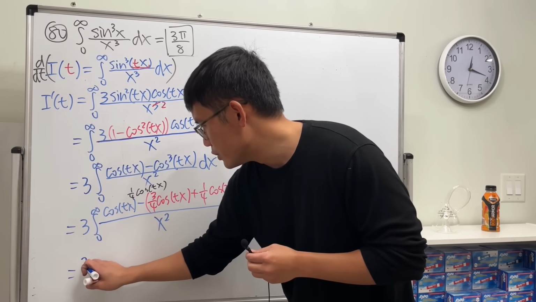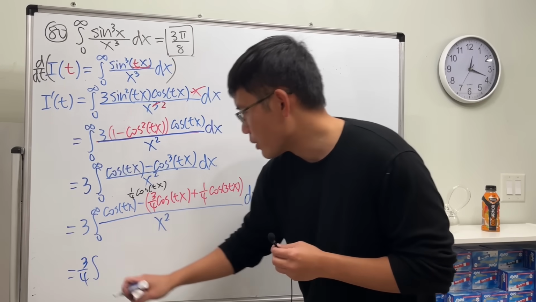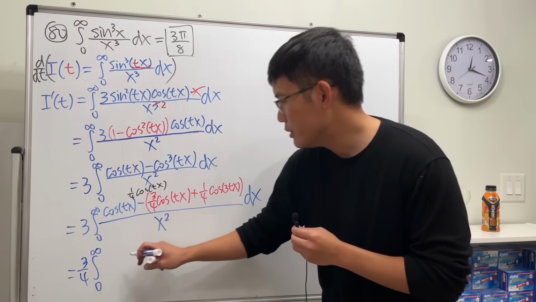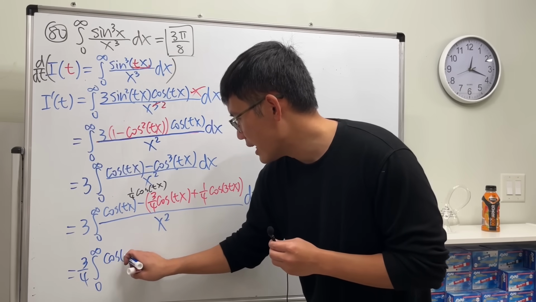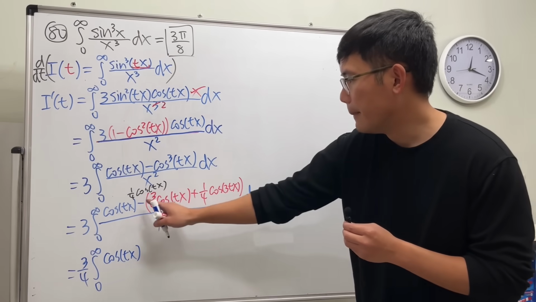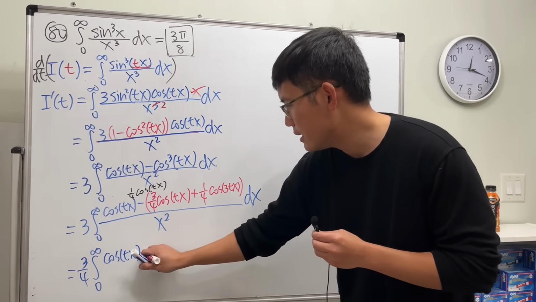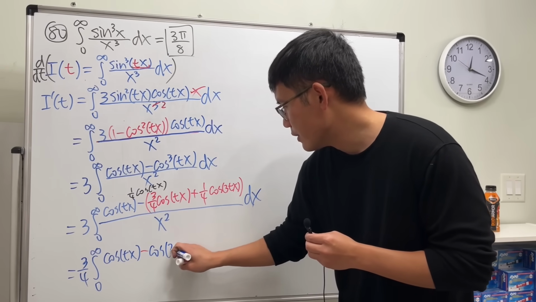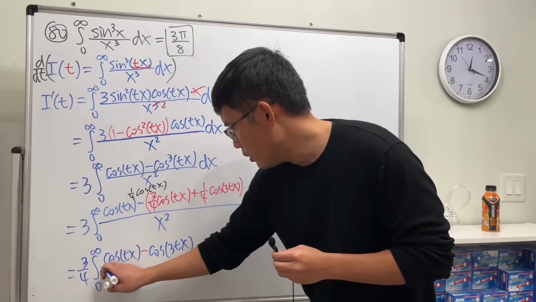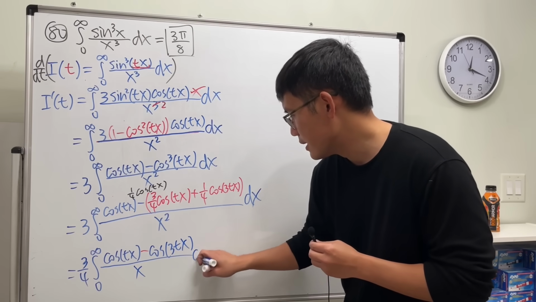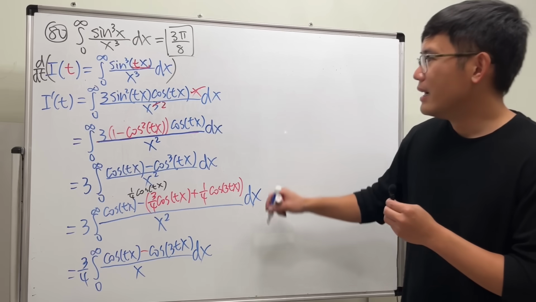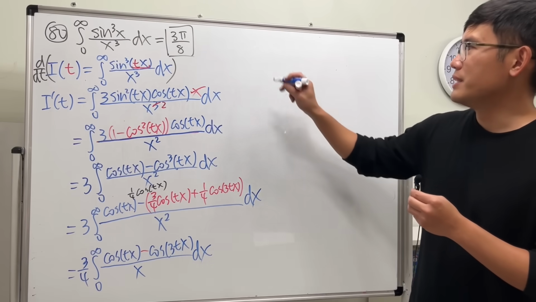So we have 3/4 and an integral, and then we have 0 to infinity. And then let me just have cosine tx minus 1/4 is in the front already. Cosine of 3tx over x dx. All right. Now, based on this, let's just do this in our head.